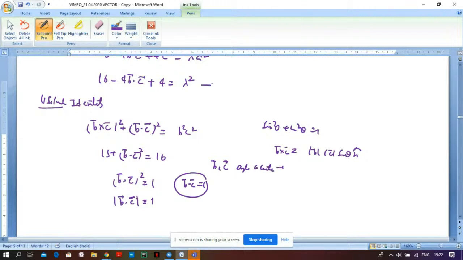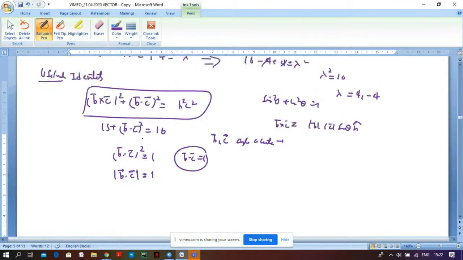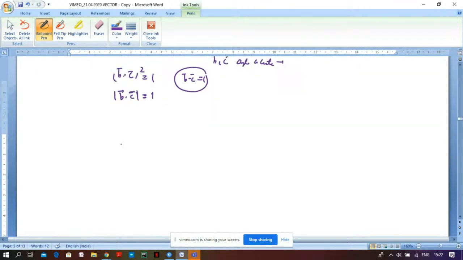And so from here, if I go here, this will imply 16 minus 4 plus 4 is lambda square. That 4 cancels. Lambda square equals 16. And so your lambda equals either 4 or -4. So lambda is 4 or -4. So that is your value for lambda. So here also we use this identity. So please keep in mind these identities. They will help you solve the problem.